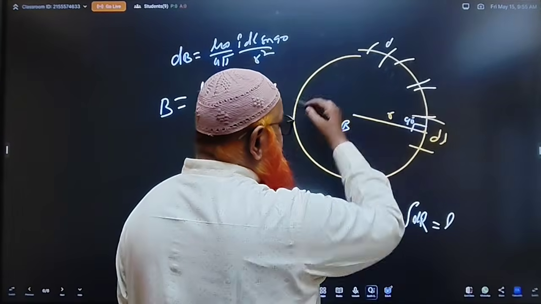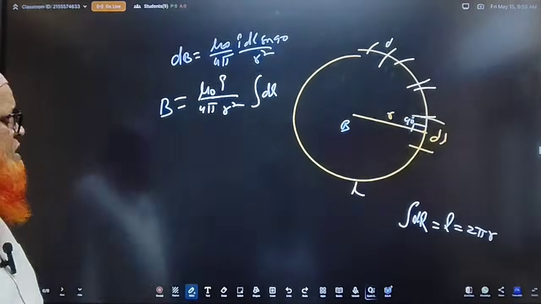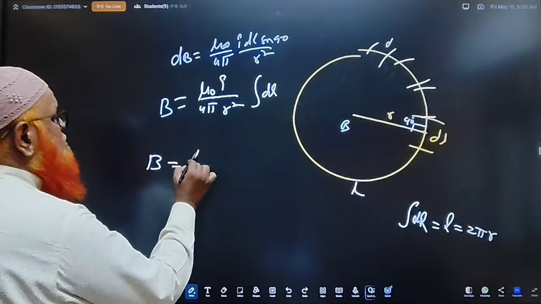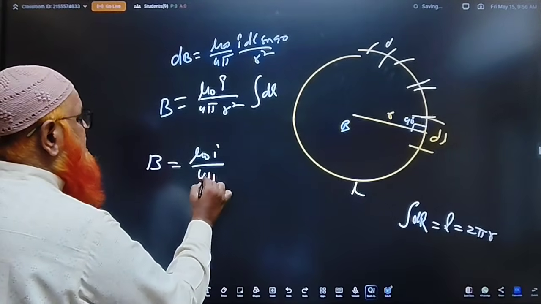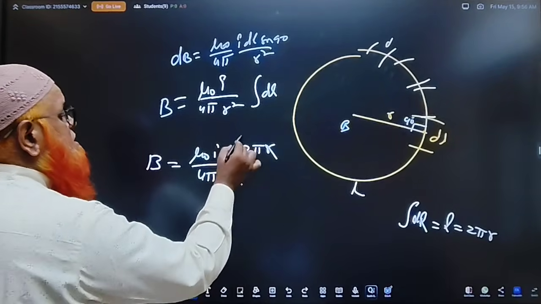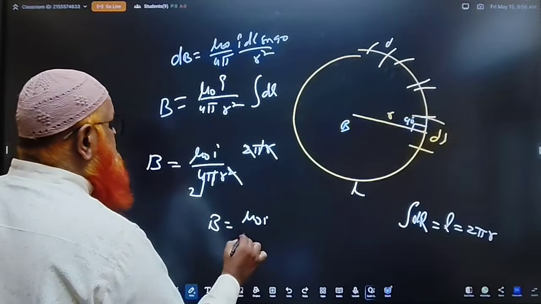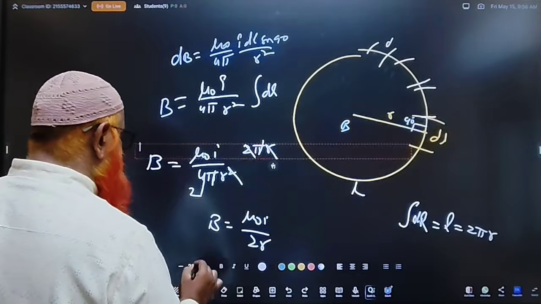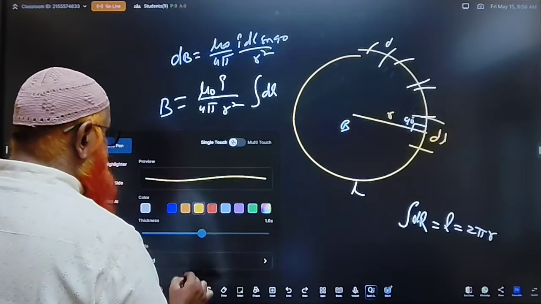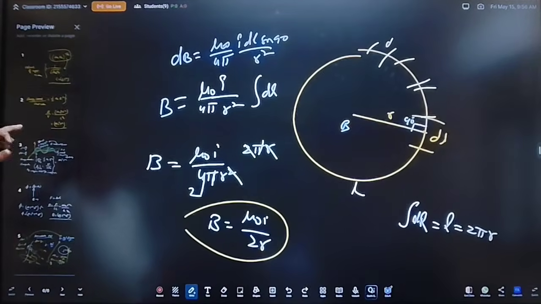L is nothing but the length of the total circle, which is the circumference, 2 pi r, isn't it? So B is equal to mu naught I by 4 pi r square times 2 pi r, so r cancels and 2 is left. So B is equal to mu naught I by 2r, that is for the circle. I got this formula. From this formula I can easily derive the dimensional formula.